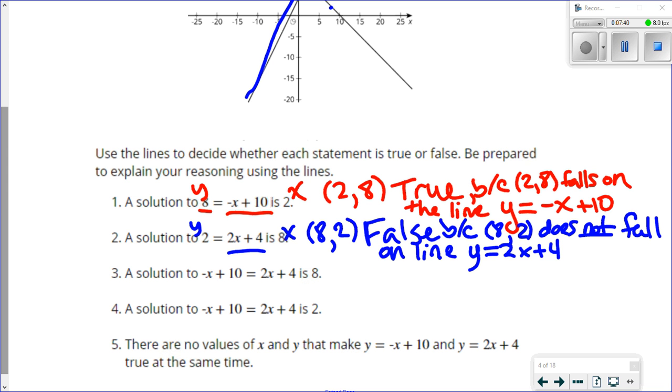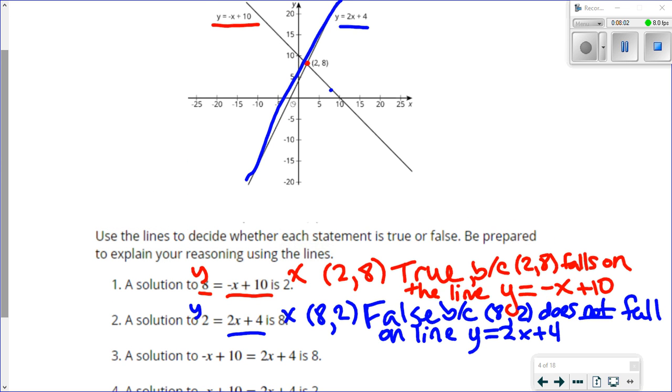So question 3 now is asking, is 8 a solution to both negative x plus 10 and 2x plus 4? Since they set the two equations equal to each other, that means it must hold true. X must be 8 for both. So let's take a look at that concept. If I look at when x is 8, we said that holds true on one line, but that doesn't hold true for the blue line. So for question 3, I would have to say that it's false.